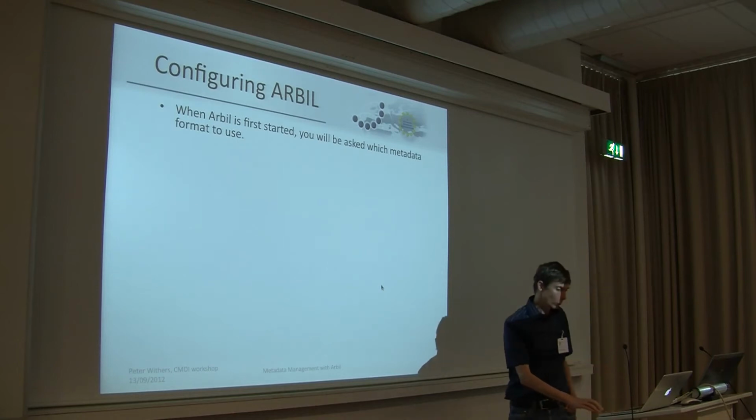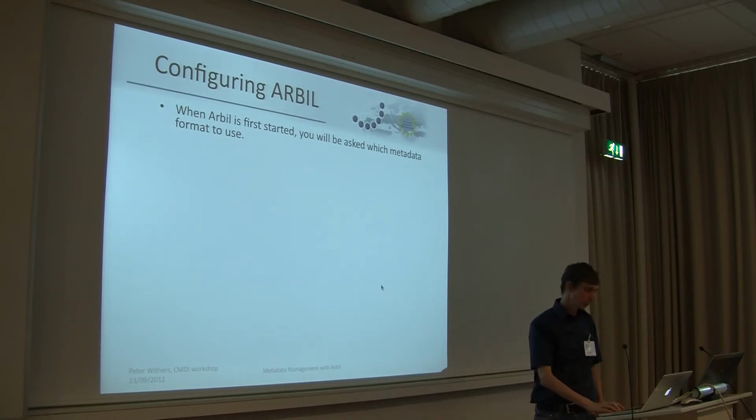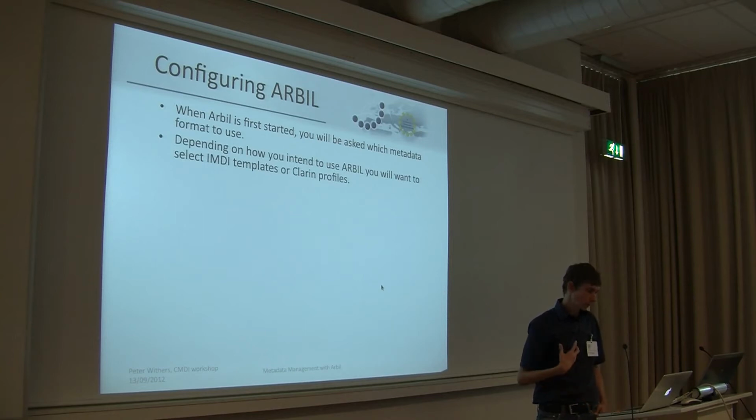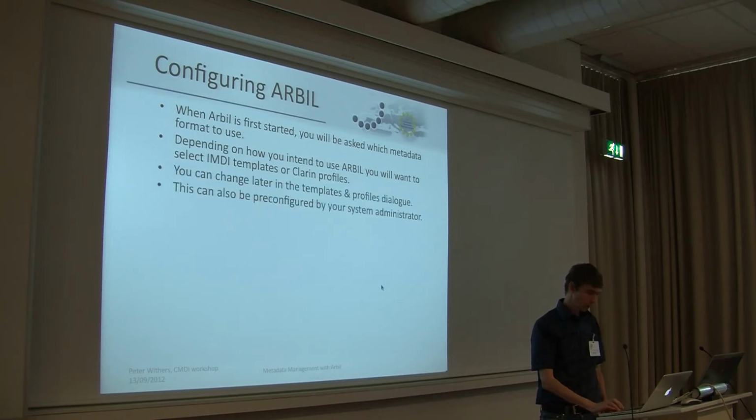So when you first start Arbil, you'll be shown the wizard, and in this case you'll be selecting Clarin profiles. If you're working in a larger group, you can pre-configure the installation. So on the machine that the users will be having, you can install off the settings file, so it automatically will have the profiles that they need to be used.